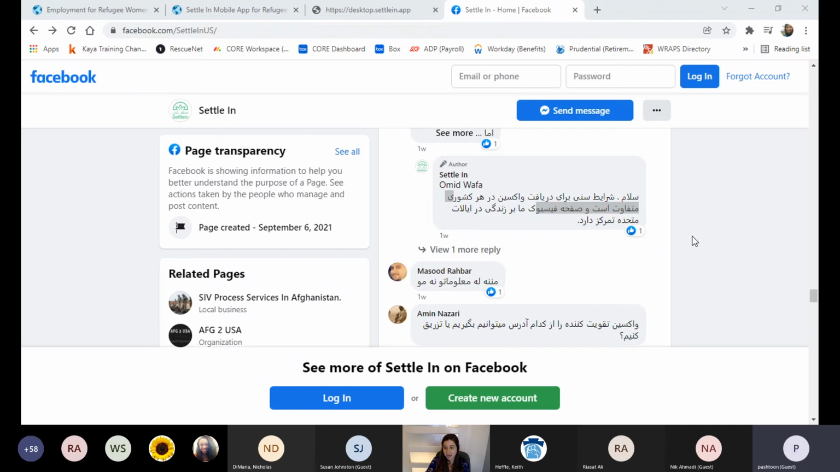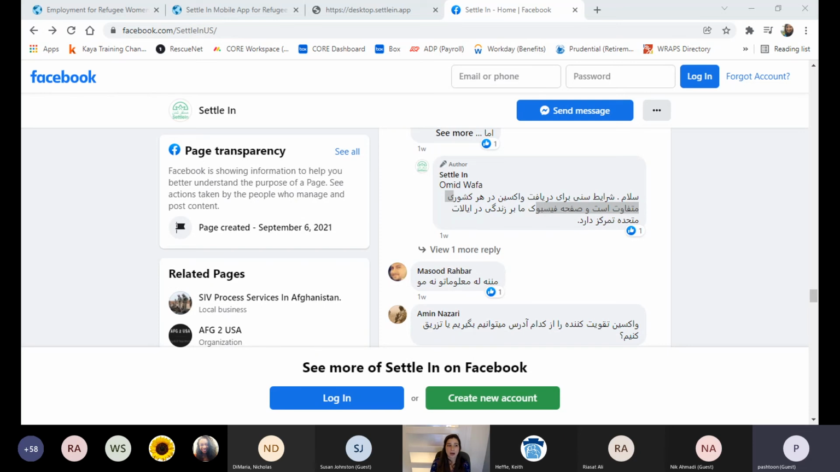Okay, so as a reminder, those resources that are available for newcomers in their languages are the Core Resettlement Navigator, the Settle In mobile and desktop app, and Settle In Facebook. These flyers will be provided to you in English, in Dari, and in Pashto when the resource is available in Pashto.